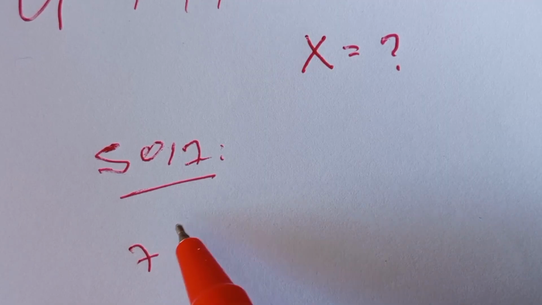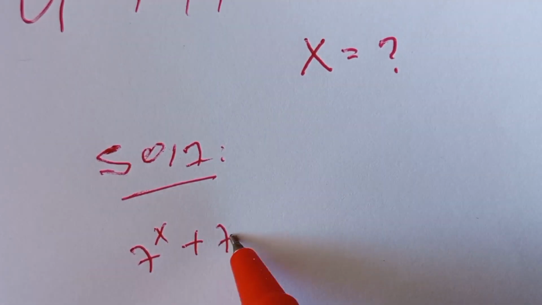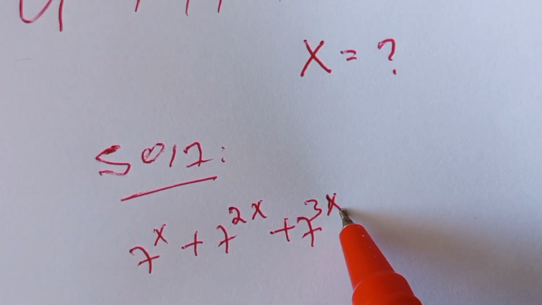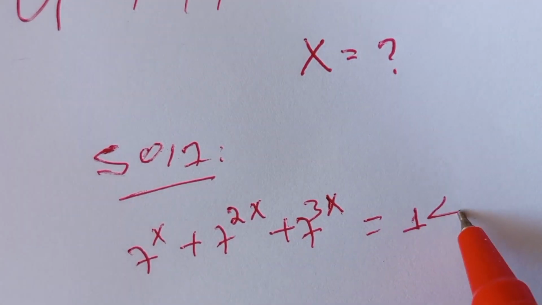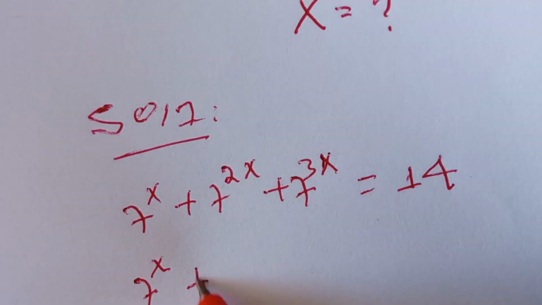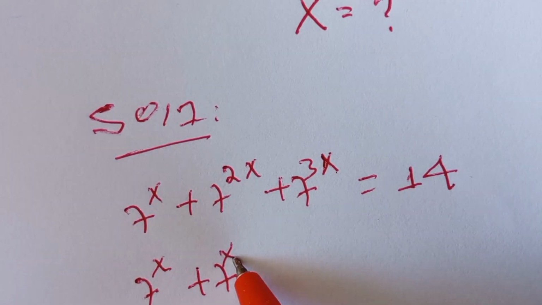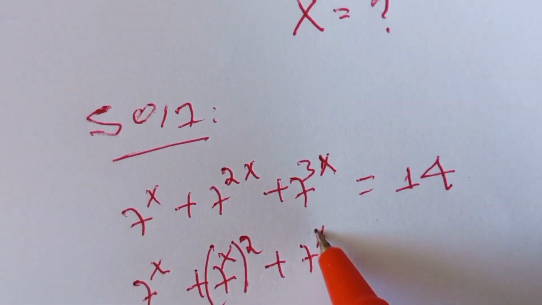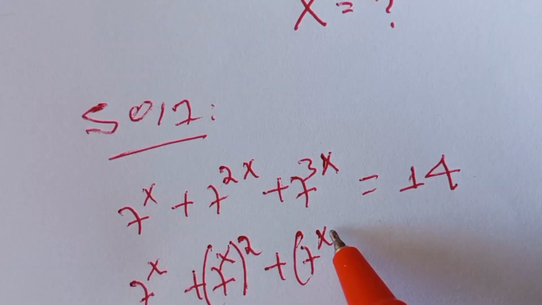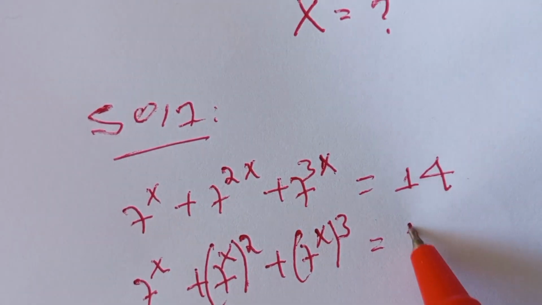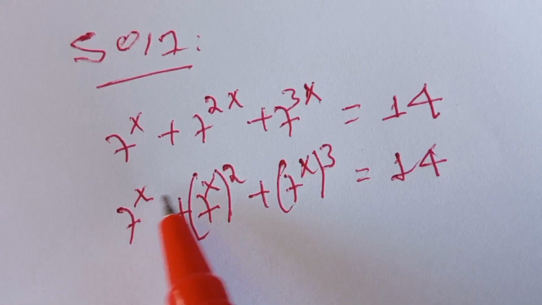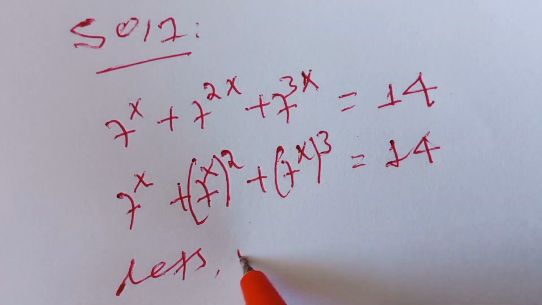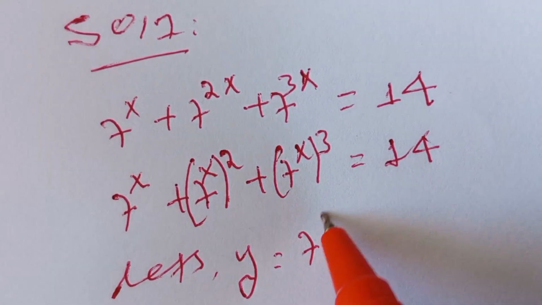7 to the power of x plus 7 to the power of 2x plus 7 to the power of 3x, which is equal to 7 to the power of x plus (7 to the power of x) to the power of 2 plus (7 to the power of x) to the power of 3, which is equal to 40. Let y be equal to 7 to the power of x.